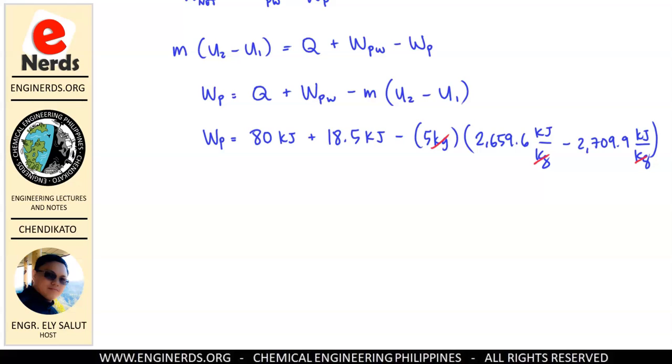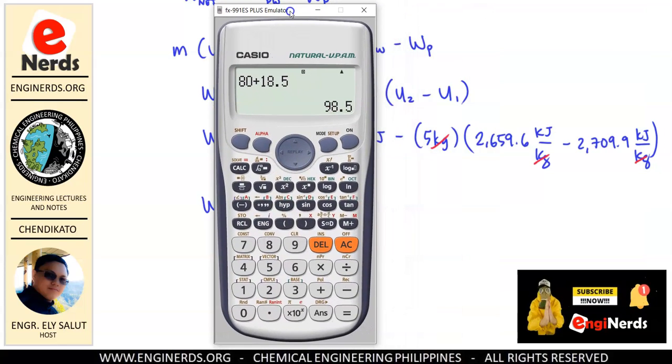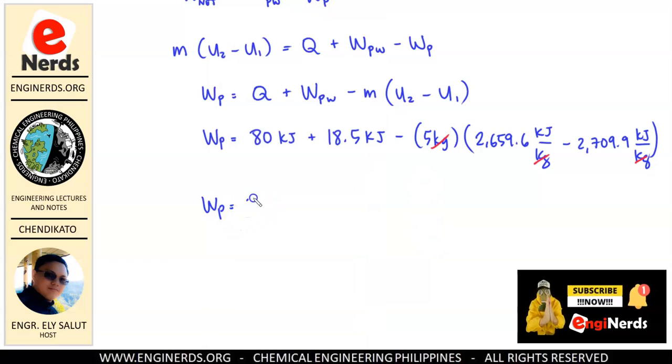Okay, so let us solve for our work in our piston. Let us use our calculator. We have 80 plus 18.5, which is equal to 98.5, minus 5 times (2659.6 minus 2709.9), and our answer is 350. So we have positive 350 kilojoules. Alright, so ito yung ating final answer here.